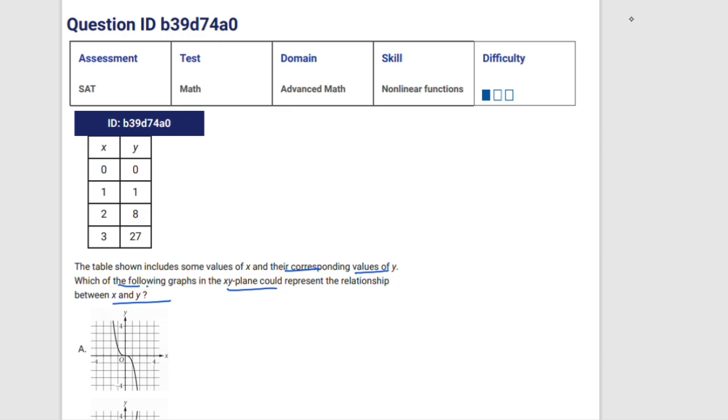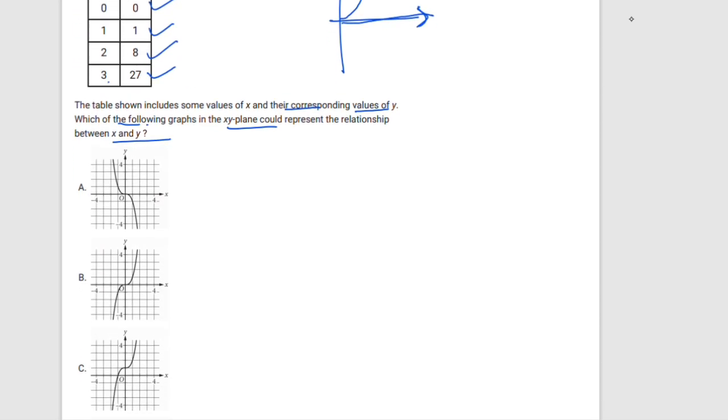Alright, so here we have a graph. x equals 0, y equals 0; x equals 1, y equals 1; x equals 2, y equals 8; x equals 3, y equals 27. So as we see, as x increases, the value of y also increases, right? So let's look at the options.